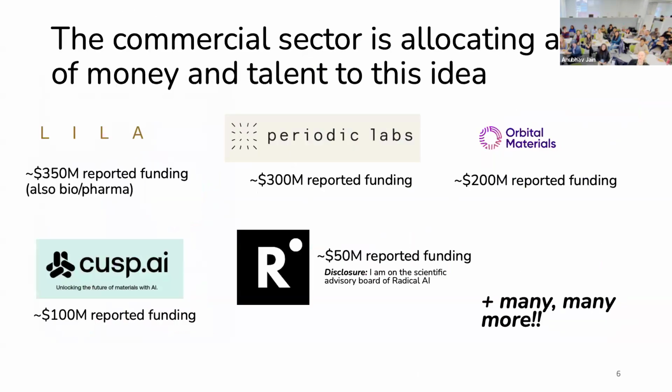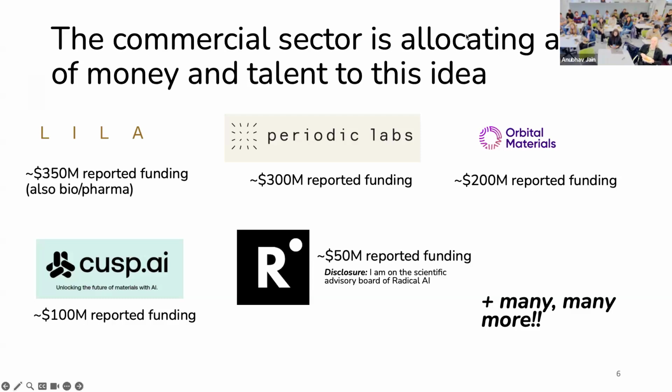So I think you've seen a lot of this news recently with tons of funding in this area. Lila just recently raised about $350 million. They also do biopharma. Periodic Labs here in the Bay Area just reported $300 million in funding. This is largely for materials design and the types of ideas we've been talking about. Orbital Materials now $200 million, Cusp.ai $100 million, Radical AI, which I'm on the advisory board for, $50 million. So there's certainly a lot of money being allocated to this idea of computational and accelerated AI/ML materials design.